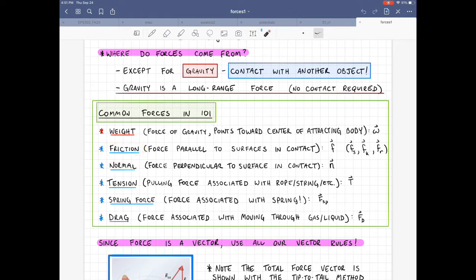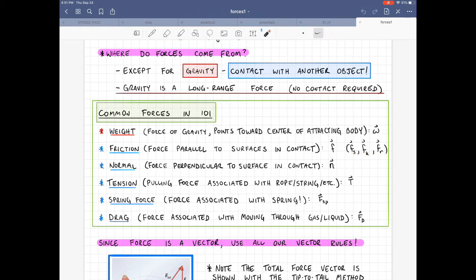Friction is a very common force that we'll see in 101. Friction is a force between two surfaces in contact. Friction is always parallel to the surfaces in contact. We designate friction with this lowercase f, and it turns out there's a variety of types of friction. There's static friction, when the two objects in contact are not in motion relative to each other. We've got kinetic friction, when the two objects are in motion relative to each other. And then we also have rolling friction, when something like a wheel or a ball is rolling on a surface. We'll spend more time discussing friction later.